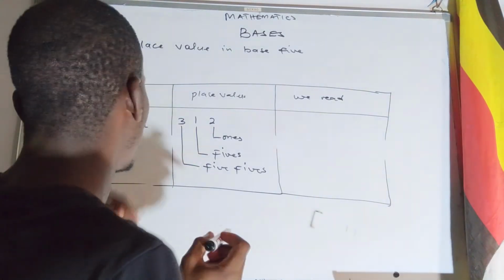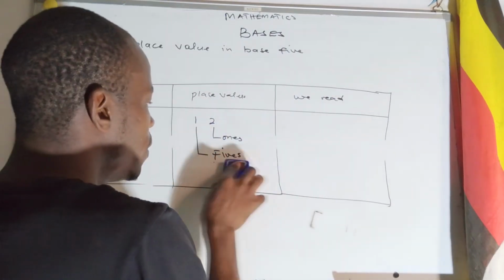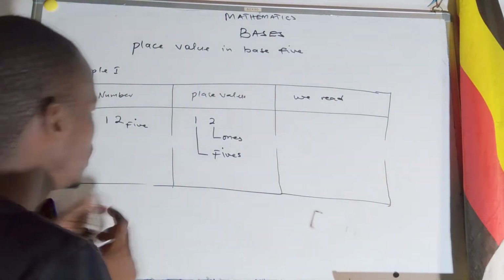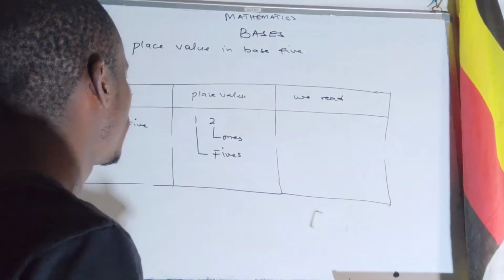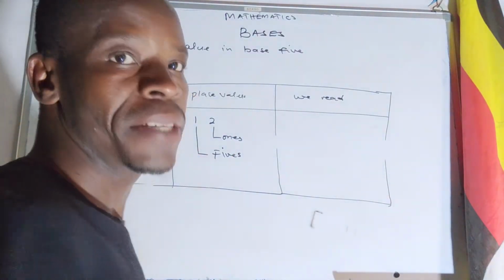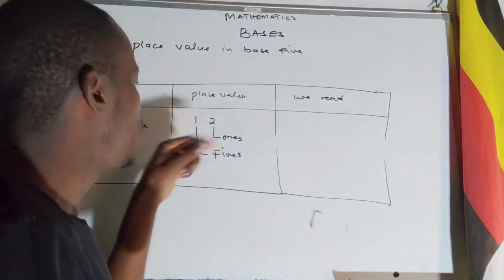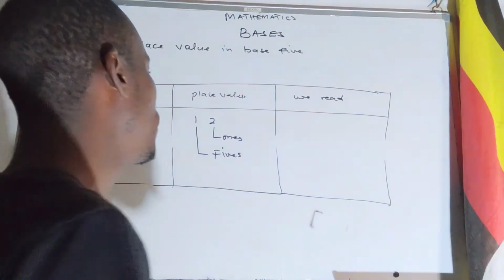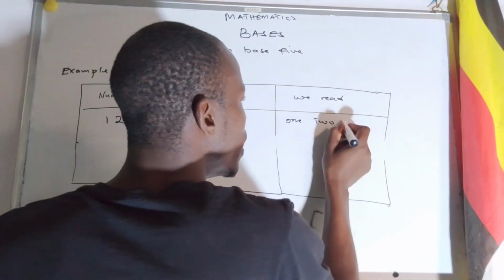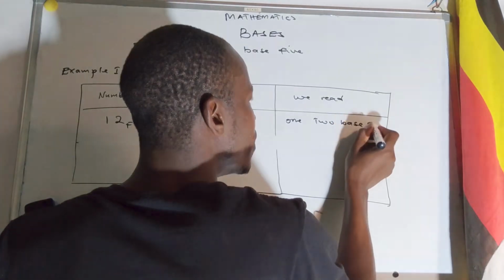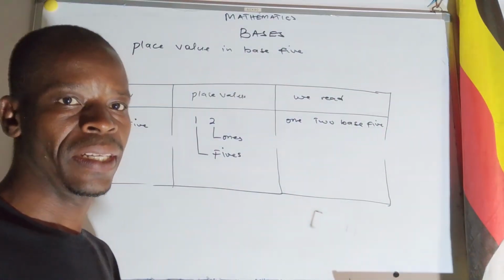So how do you read these numbers in base 5? Some people read 12 base 5. That's wrong. You don't read like that in base 5. In base 5 we don't read 12 base 5. We read 1 2 base 5. That is how they read in base 5. That's how we read in bases.